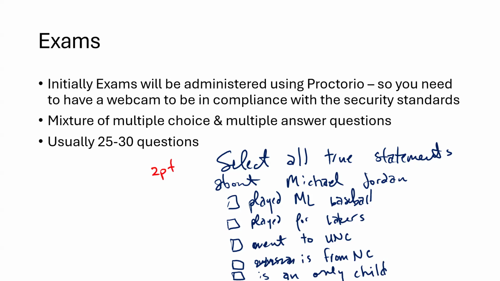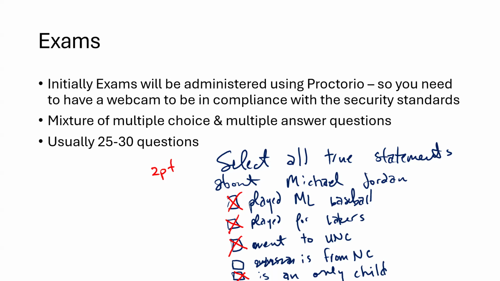And if you said, okay, well, he played minor league baseball for the Birmingham Barons, correct. And you said, oh yeah, he played basketball. He played for the Lakers, and you marked that. Then you said, oh, well, he went to UNC and he is an only child. Okay. So these would be the 4 answers that you selected. You said, these are all 4 true statements about Michael Jordan. Here's how Canvas would grade that.